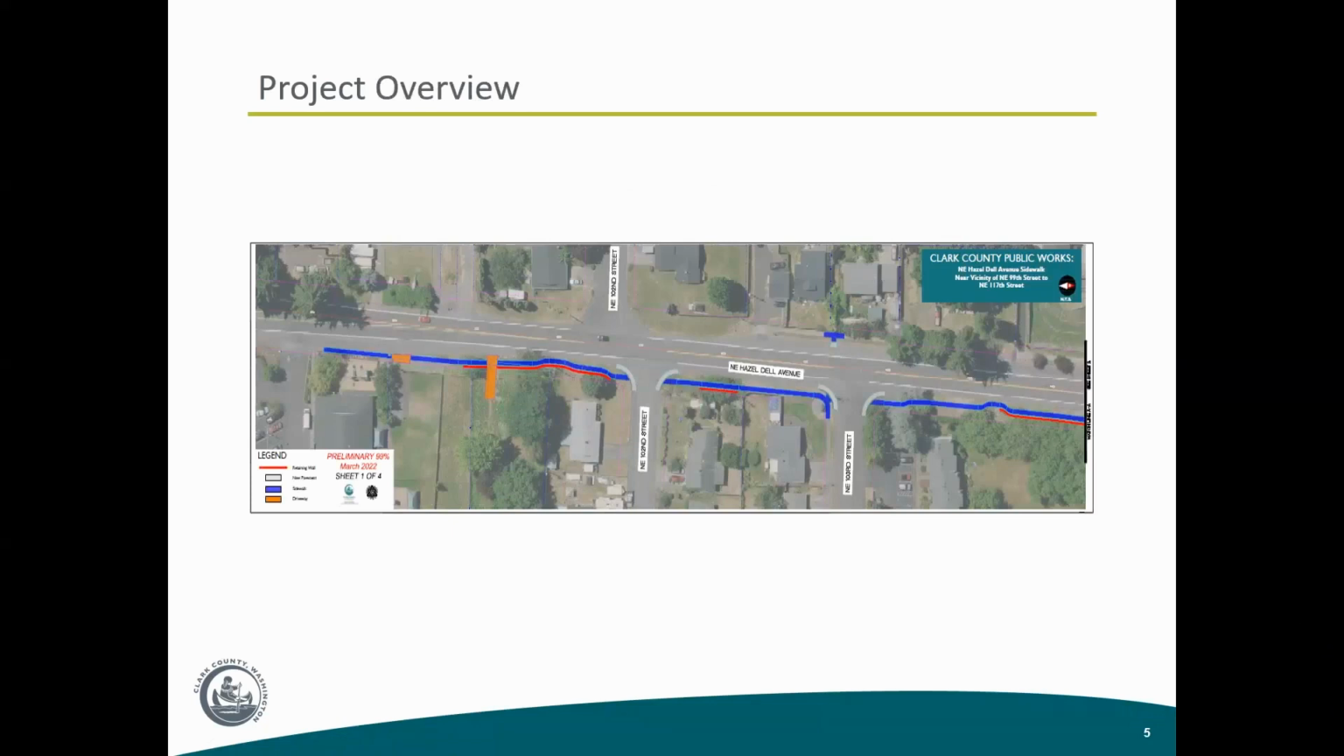So the blue hatching, that is the new sidewalks. The orange that you see, that will be new driveway. There's some red on here. That's proposed wall locations. And then the gray around the side streets, that's where new pavement will be installed. We're going to be upgrading some curb returns, is what we call them, to meet ADA standards.